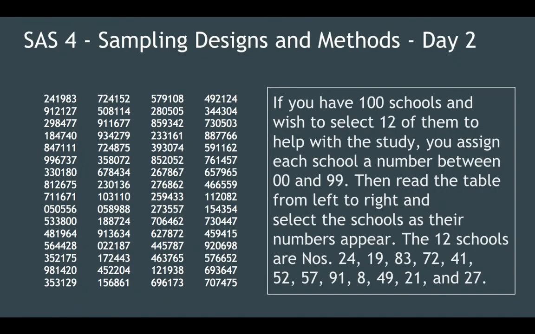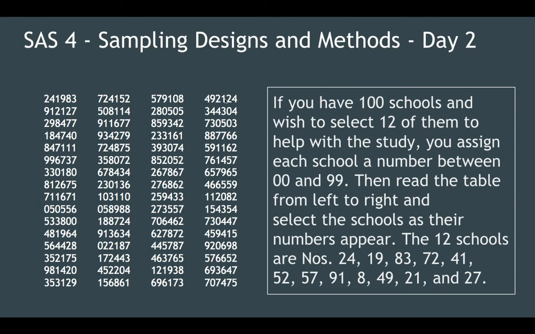If you have 100 schools and you wish to select 12 of them to help with a study, you assign each school a number between 00 and 99. Then read the table from left to right and select the schools as their numbers appear. The 12 schools are 24, 19, 83, 72, 41, 52, that's 6 schools, 57, 91, 8, 49, 21.